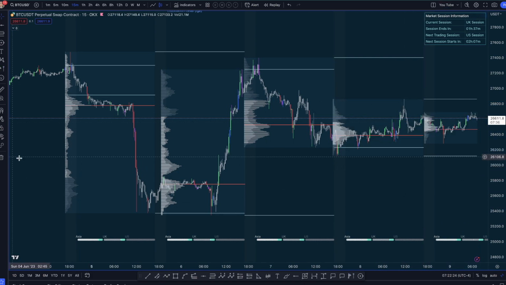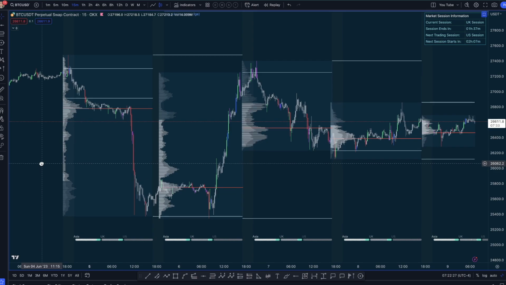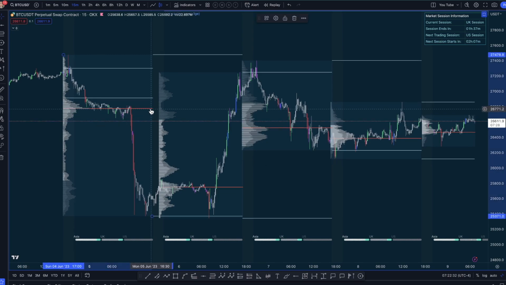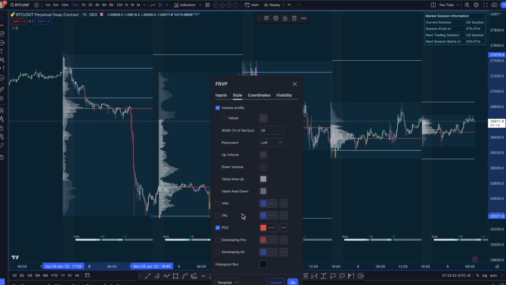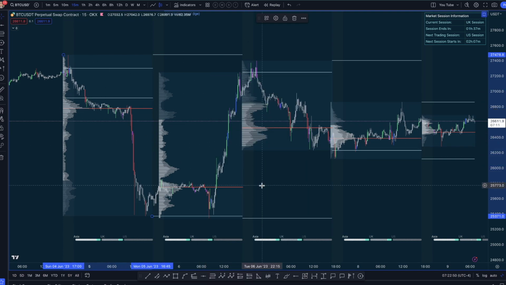Okay, now when we layer in this volume profile, in your settings, it should have the POC ticked, so the point of control. So if you want, just draw one, double click on it to bring up your settings, and just make sure that under style, you have POC ticked, and that will put that line across. You can color it whatever you want. So mine are all the red ones, right?